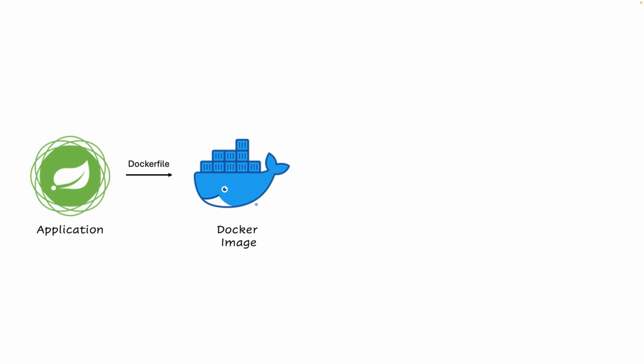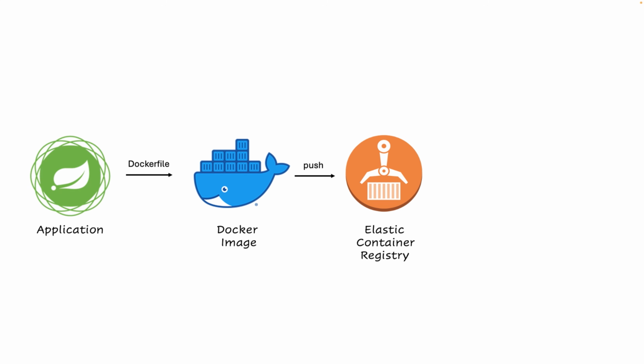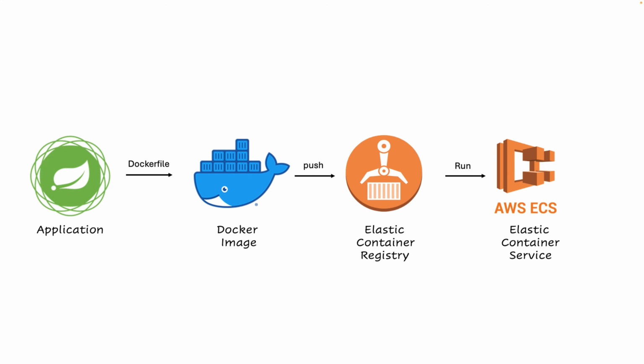So let's assume you have created a Spring Boot app, and you want to deploy it to AWS Elastic Container Service. What basic steps do you need to follow? It's straightforward. Once you have a Spring Boot app, the first step is to create a Docker image. To create a Docker image, you need to create a Dockerfile. Once you have created the Docker image, you need to push that image to AWS ECR. Once you push the image to AWS ECR, the next step is to pull that image from AWS ECS and run it.